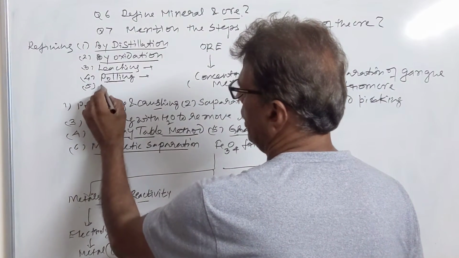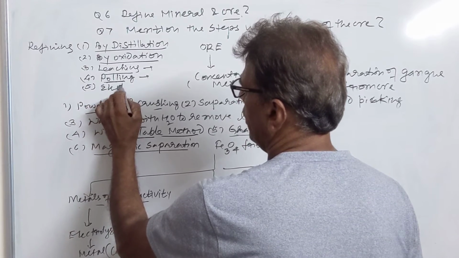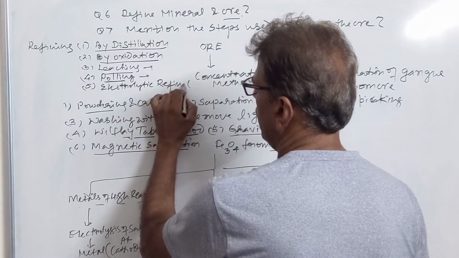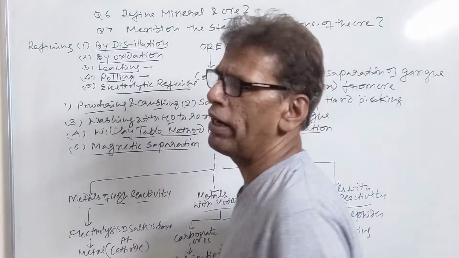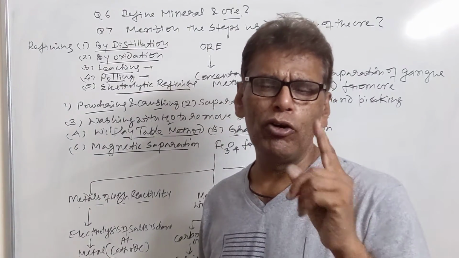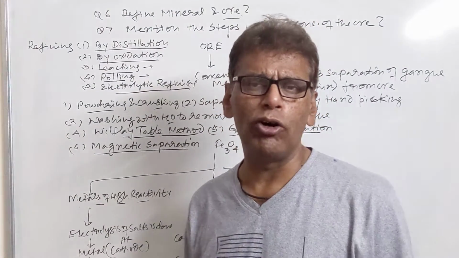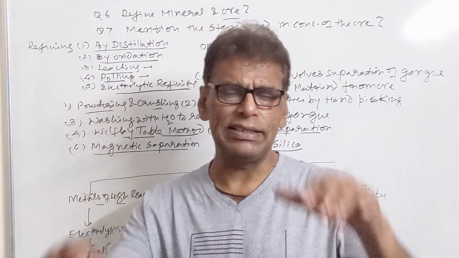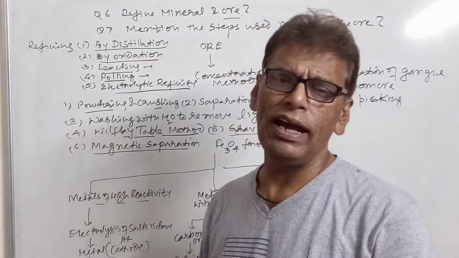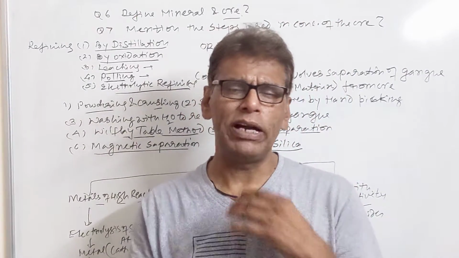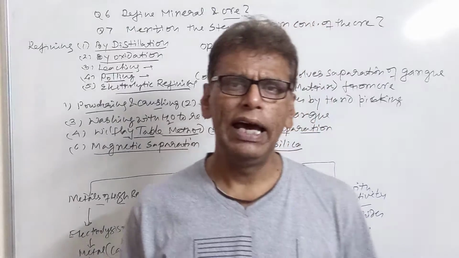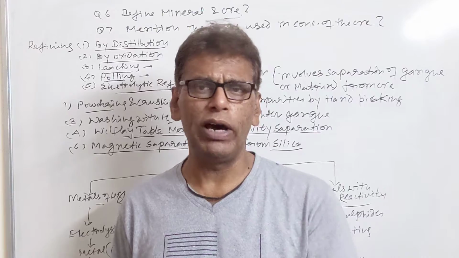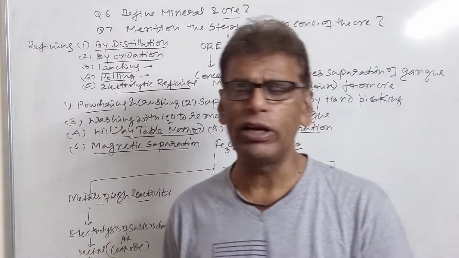Then we have the next method, electrolytic refining. Some metals are refined by the electrolytic method. In such cases, the impure metal is made the anode, and a thin rod of pure metal is taken as the cathode, and a suitable electrolyte of the metal which is to be purified is taken in a voltameter, then electrolysis is carried out. The pure metal from the anode goes to the cathode and gets deposited there, leaving behind the impurities just below the anode. These impurities are called anodic mud.